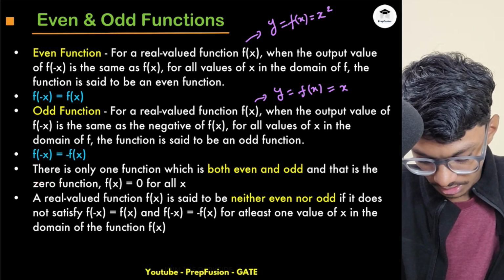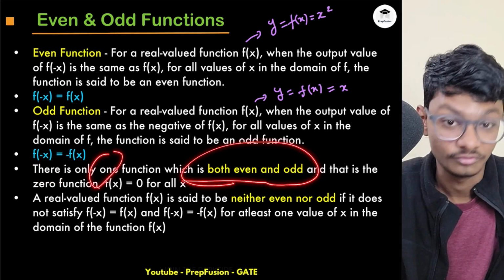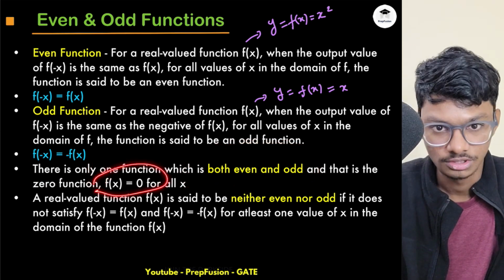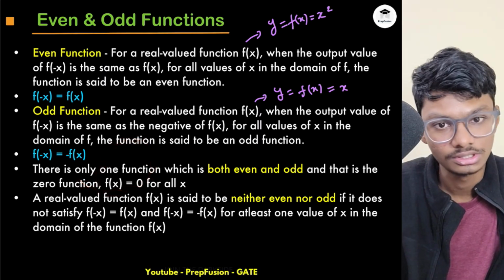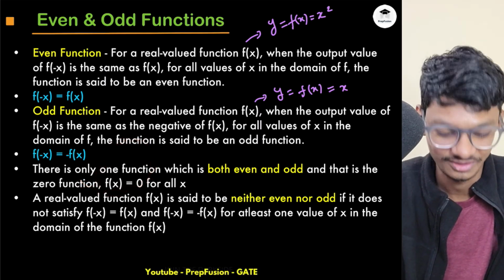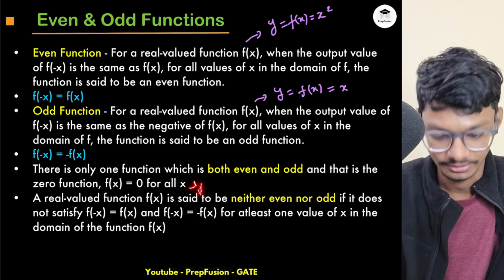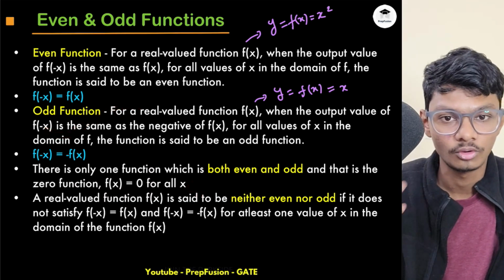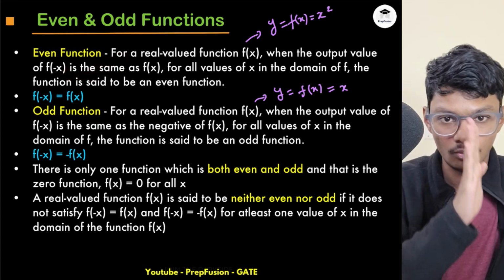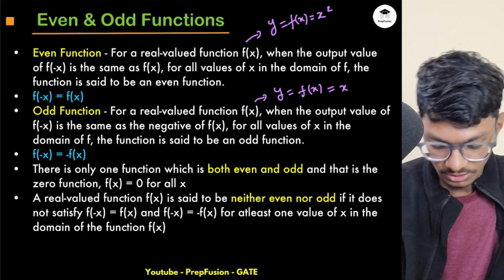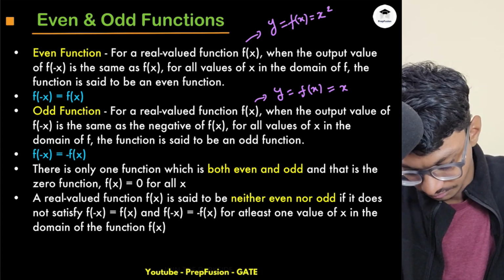Now there is only one function which is both even and odd. What is that function? That is f of x equals 0. f of x equals 0 is both an even and odd function because it is always 0, right? It is always symmetrical. So the odd function is symmetrical about the origin, and the even function is symmetrical about the y-axis. Okay, the odd function is symmetrical about the origin.